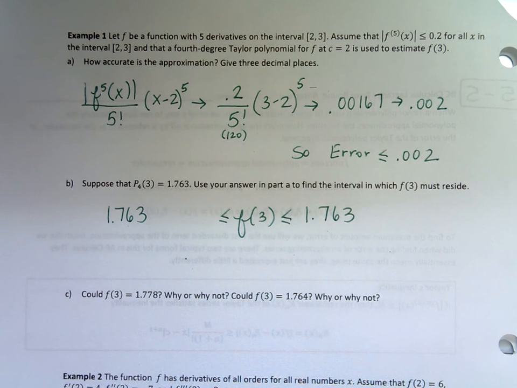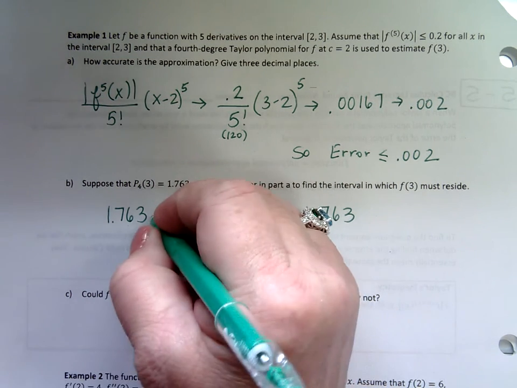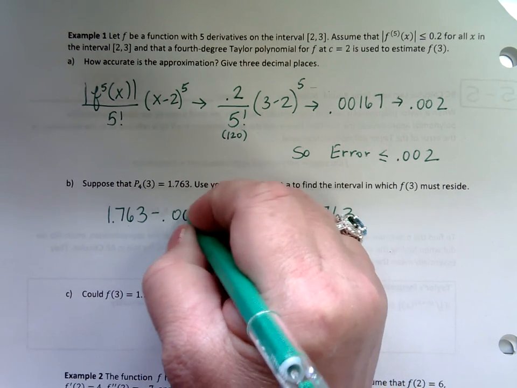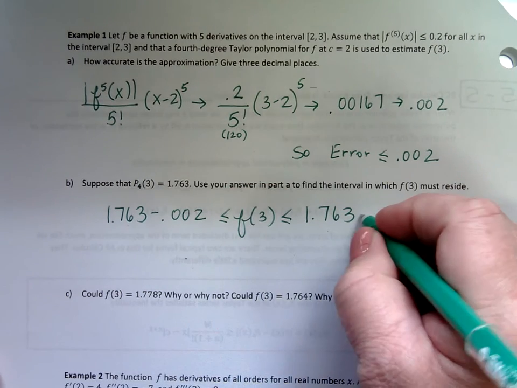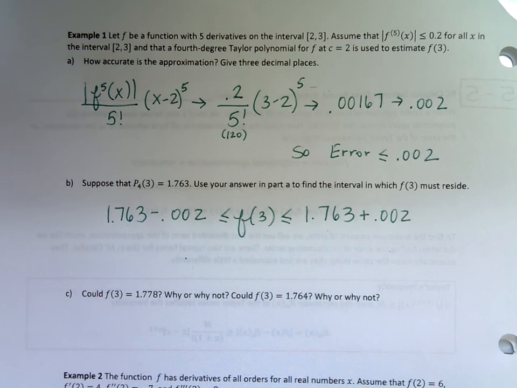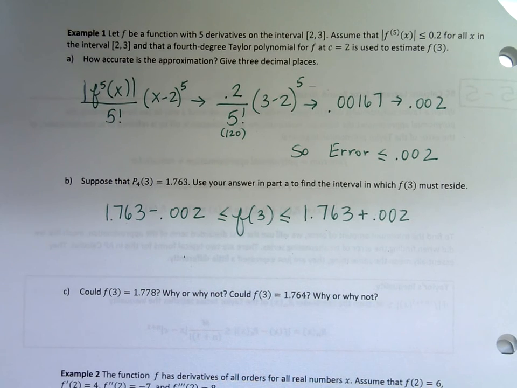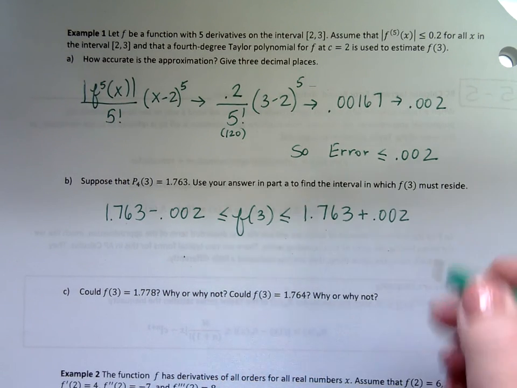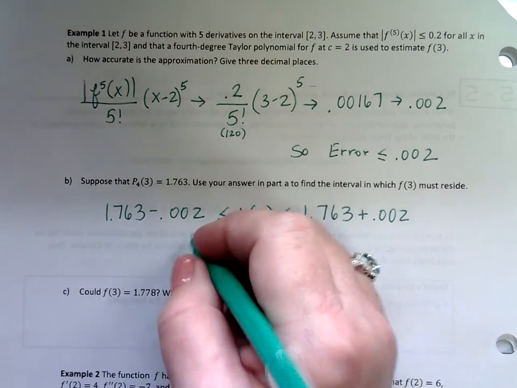So think about it. If you're allowed to be at 1.763 and your error is 0.002, then from 1.763 I can go left by 0.002 and I can go right by 0.002. If I go left by 0.002, then I'm subtracting it from that. If I go right, I'm adding it to it. So I'm going to take 0.002 and subtract it on the left, add it on the right. That's going to be my interval for which I can have values.